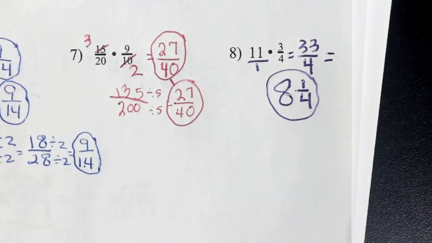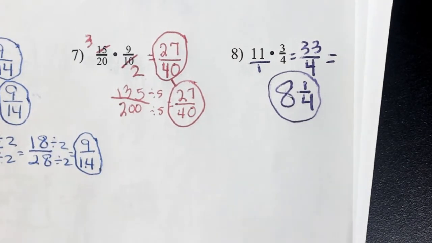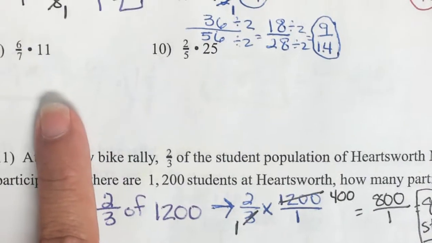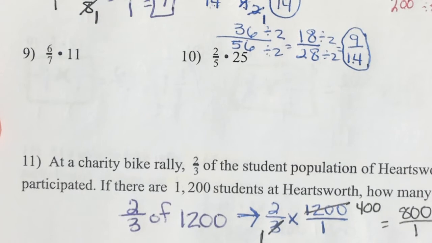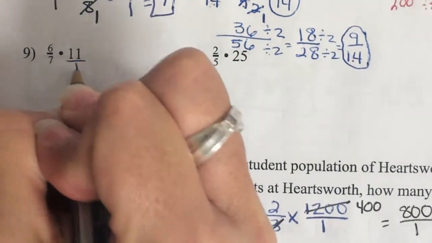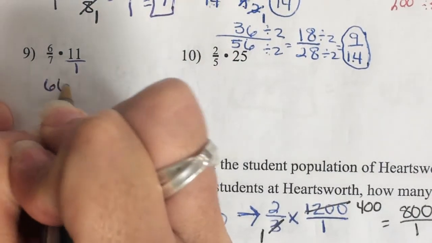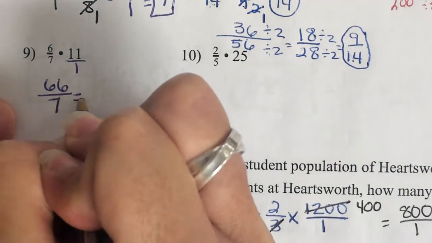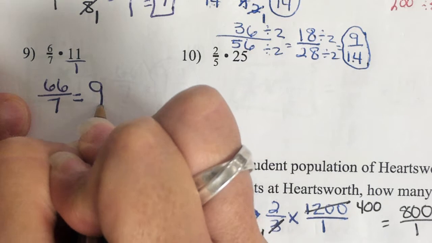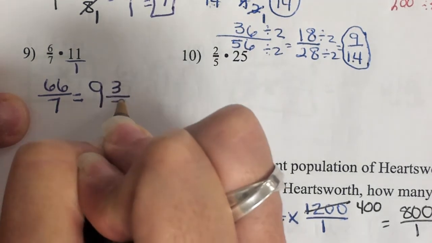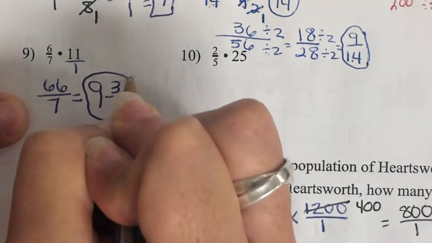Okay. Going on to number 9. Here we go. It would be 6/7 times 11 over 1. So, 66 over 7. I'll be honest, 7 times 9 is 63. So there'd be 3 left over out of 7s.